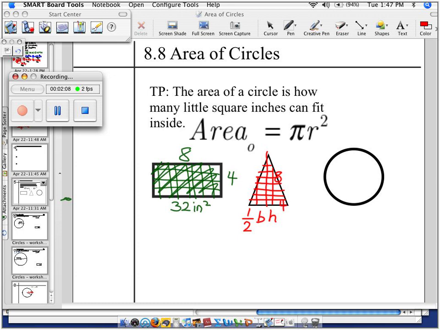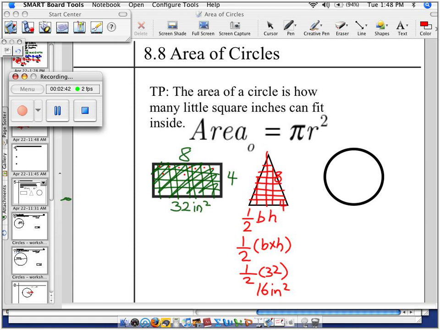But some of these shapes are not perfect squares. They're like slanted and diagonal and jacked up, right? So rather than counting every single square like I did in this rectangle, for the triangle I'm going to use this formula, half times base times height. Half of the base times the height is half of 32. Half of 32 is 16. So our triangle, this one, is 16 inches squared. That's how many are inside of the triangle.